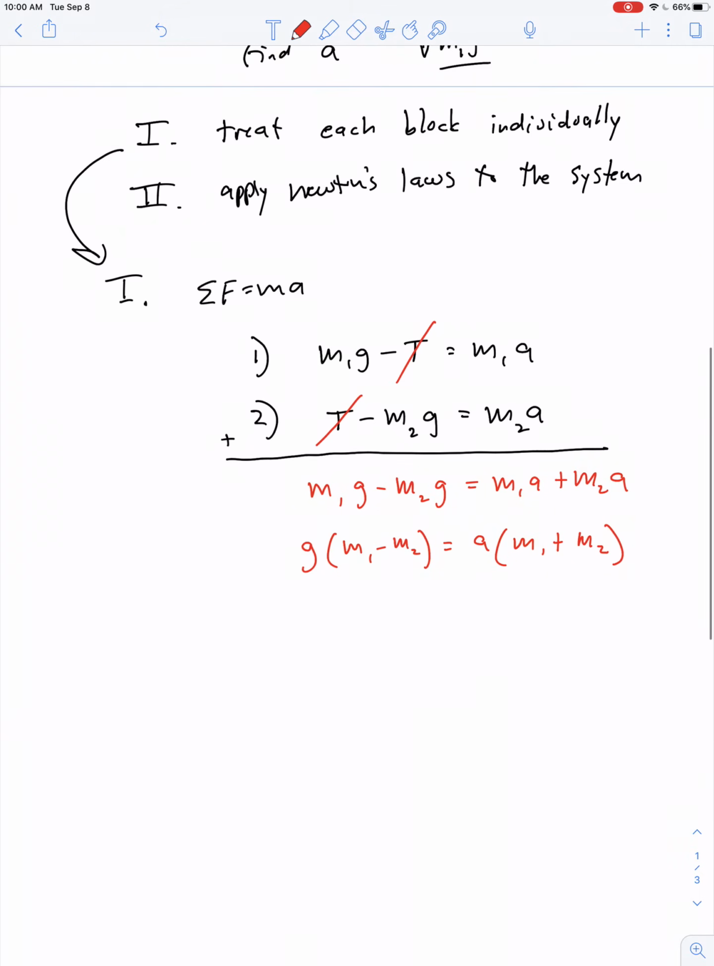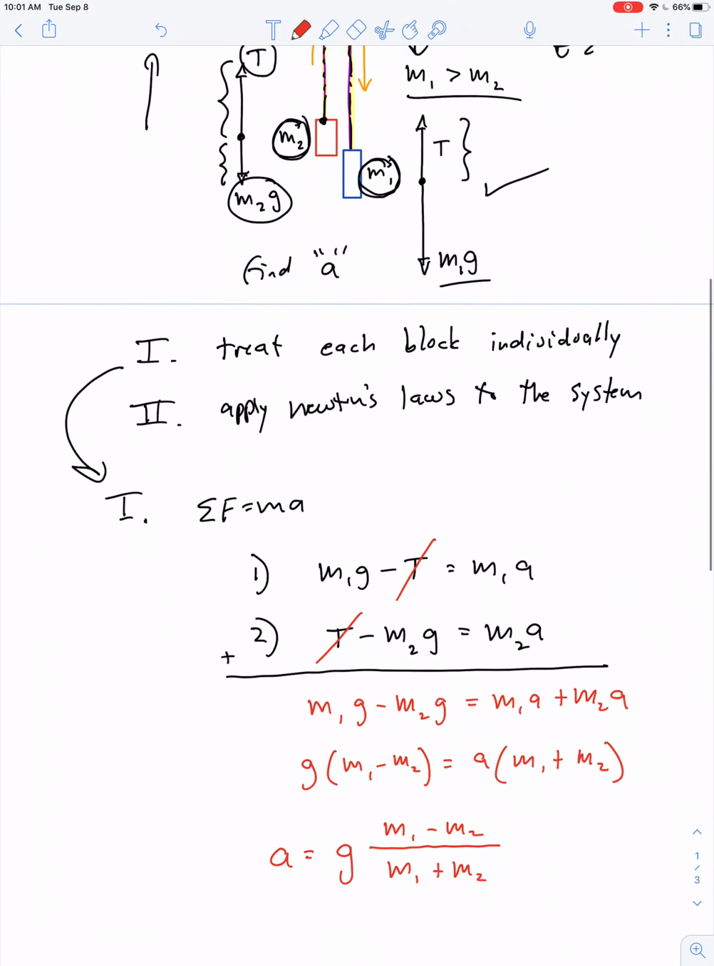And let's rearrange a little more so we can solve for a. It looks like a is equal to g times this ratio that's determined exclusively based on the masses. It would be the quantity m1 minus m2 in the numerator divided by the quantity m1 plus m2 in the denominator.